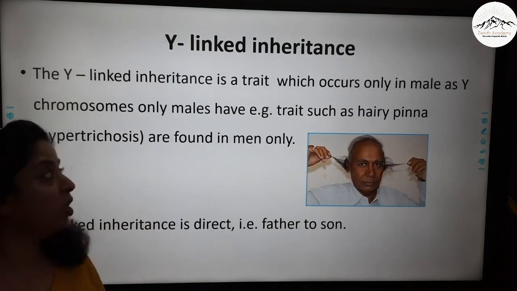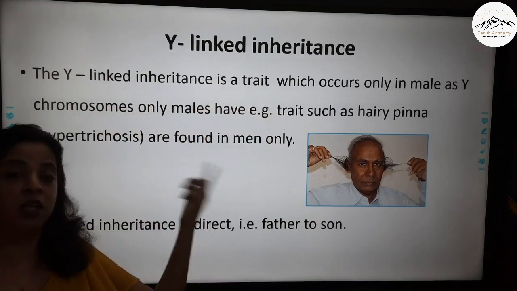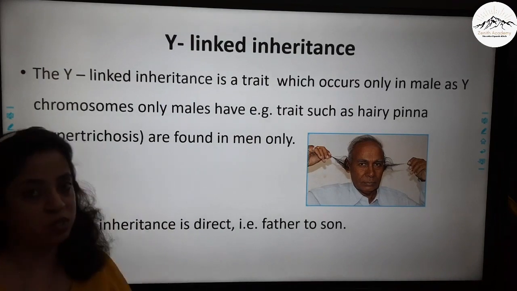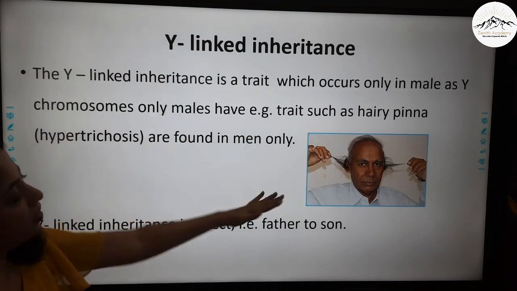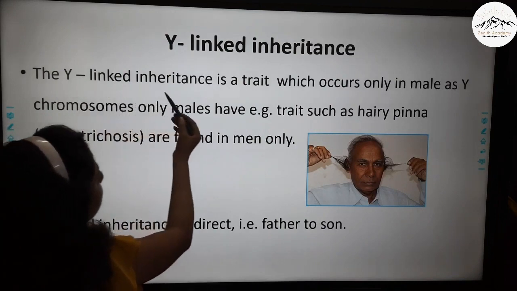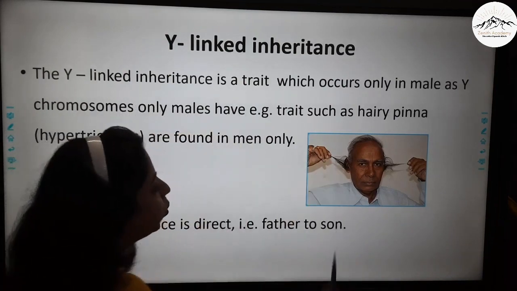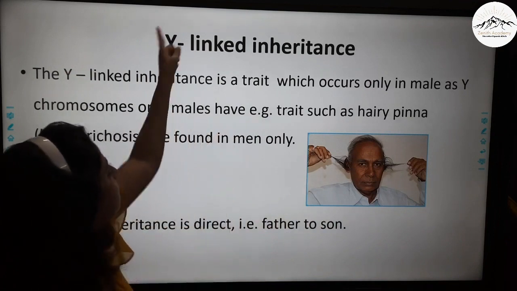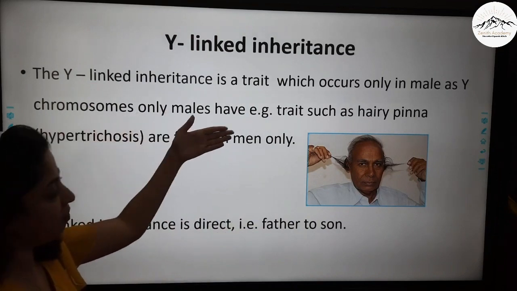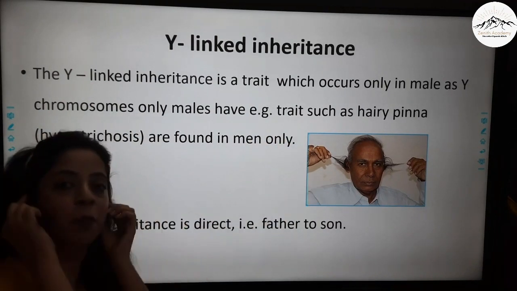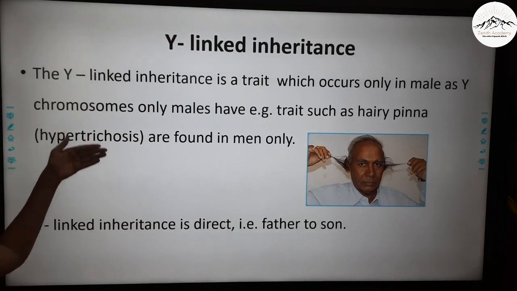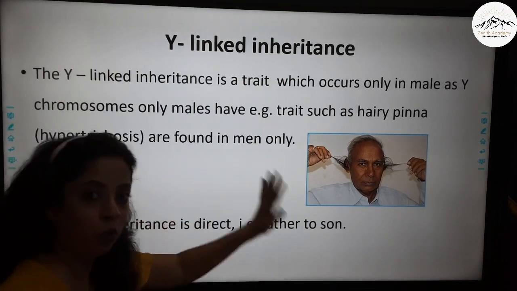Now there is also something known as Y-linked inheritance. Earlier what we did was X-linked inheritance, because X naught was the carrier. Y-linked inheritance is also there, but this is not in your portion. I am giving it just for more information. Y-linked inheritance is a trait which occurs only in males, as the Y chromosome is only in males. An example trait is hairy pinna. So the pinna, the outer ear, contains hair. The hair grows there. This condition is known as hypertrichosis, and it is found in men only.